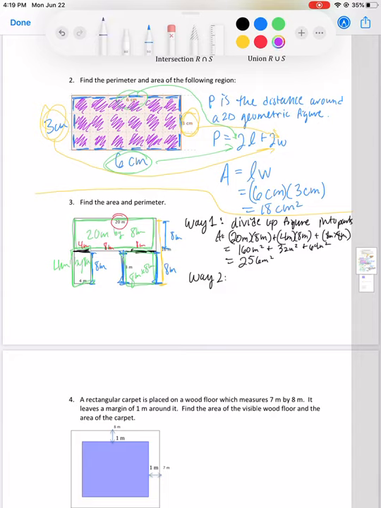or as the box as a whole. Use light purple. What I can do is find the area of this total rectangle here, the whole thing. And then I can subtract off the area of this rectangle here. Okay, so that's the purple way. So find the area of the whole rectangle. Subtract off the area of the little rectangle that's not needed.